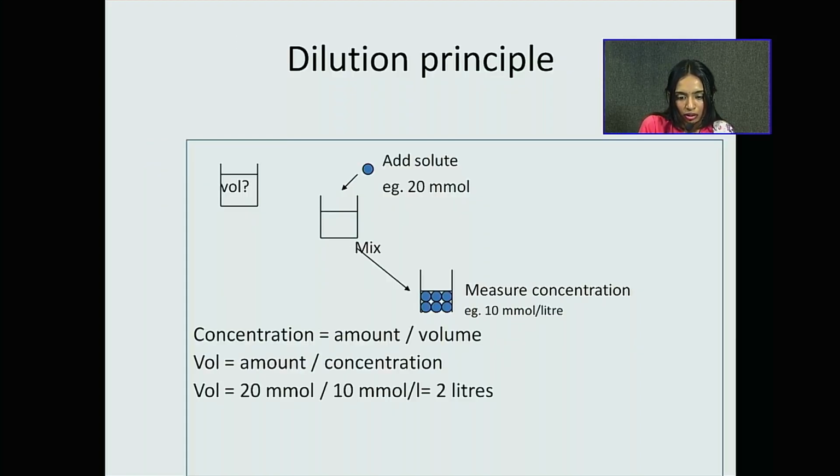So here comes the dilution principle. Now how will we calculate the concentration? Concentration will be calculated by amount upon the volume, and the volume will be calculated by amount upon the concentration. Here the amount is 20 millimole, and the concentration being 10 millimole. So 20 upon 10 comes out to be 2 liters, which will be the volume of the substance.